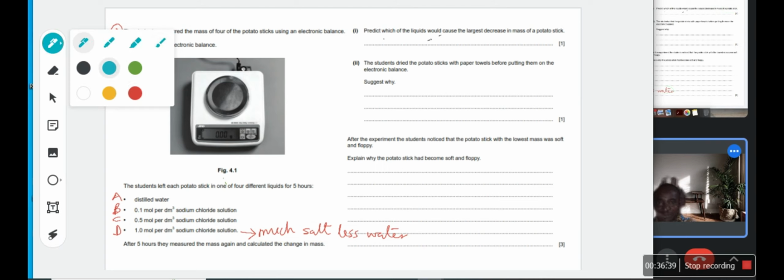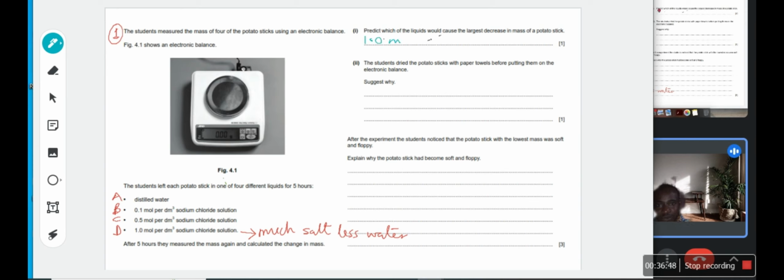Yeah. Beautiful. So it says predict which of the liquid will cause the largest decrease in the mass of the potato stick. Solution 1.0 mole per dm cube.